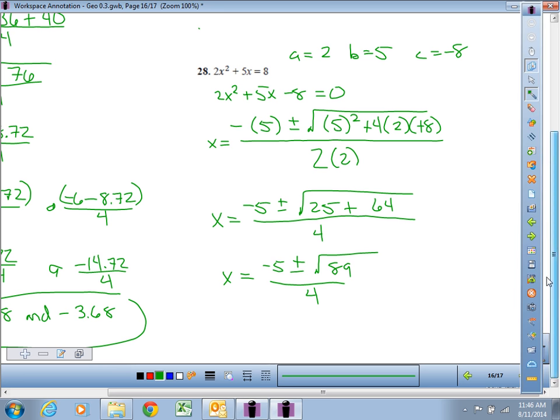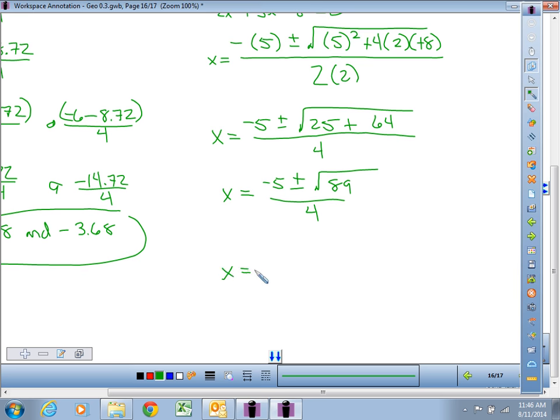Again, a little bit of number sense tells you that the square root of 89 is not pretty. Square root of 81 is 9, so that's going to be just over 9. 9.43 is what I'm going to use. So we're going to be approximate now, so we're going to put squiggles, negative 5 plus or minus 9.43 all over 4. Now if you want to go ahead and split it up here, I'm going to make this one the plus, and I'm going to make this one the minus.